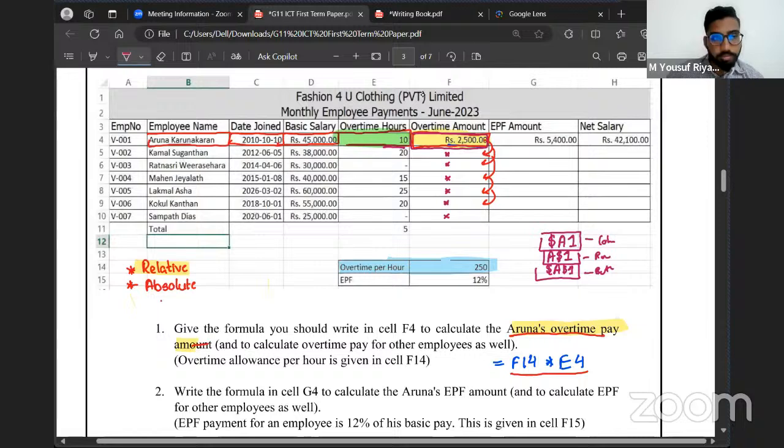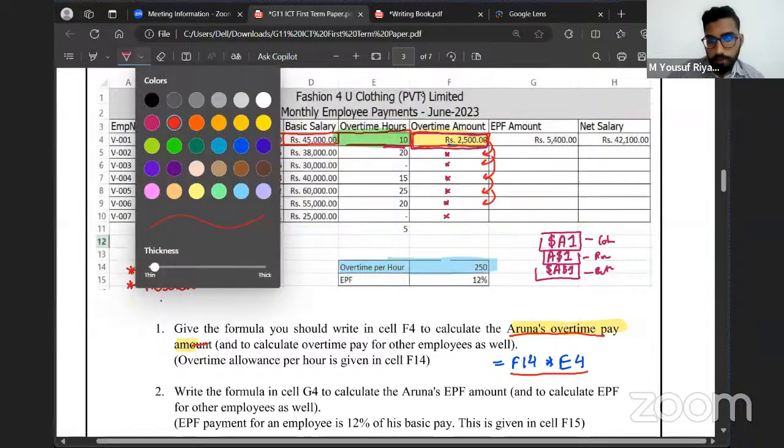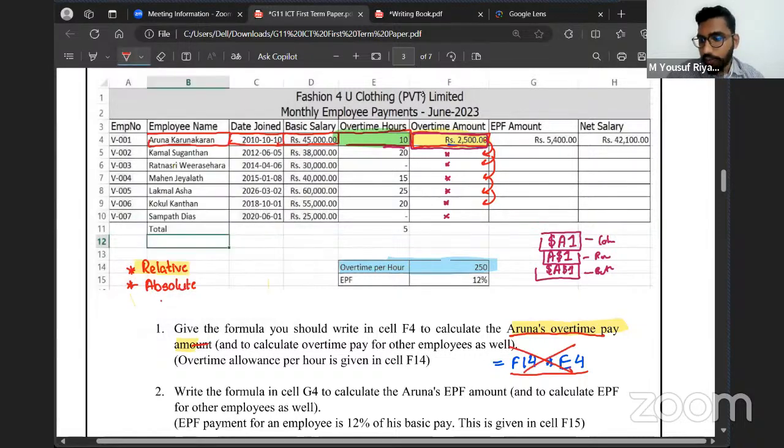Exactly. Here we want the row to be fixed. So if I want the row to be fixed, the dollar should be in front of the row number, not behind, in front of the row. In that case, I write the formula as equals F$14 into E4.